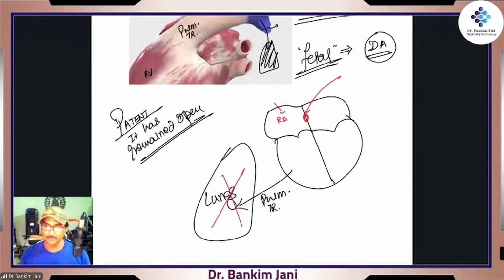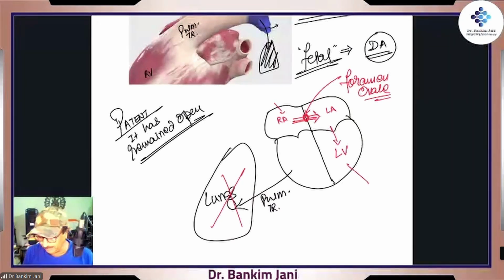What is the name of that gap in the interatrial septum, right? Because this is the left atrium, so this septum is the interatrial septum. So there is a hole. Very good. It is called the foramen ovale. Due to that, a large amount of blood will be pushed into the left atrium. From the left atrium, it will go to the left ventricle. From the left ventricle, it will go to the aorta, and it will be supplying that blood to the entire body.